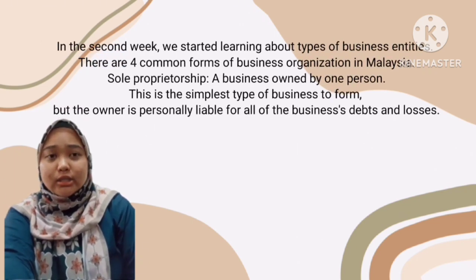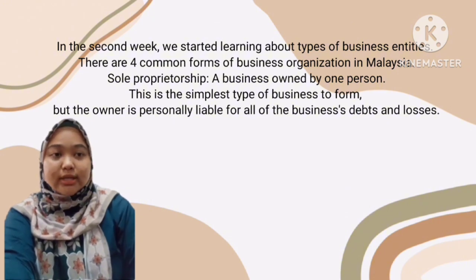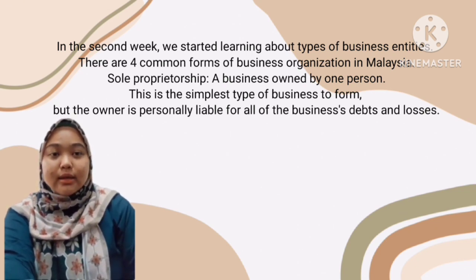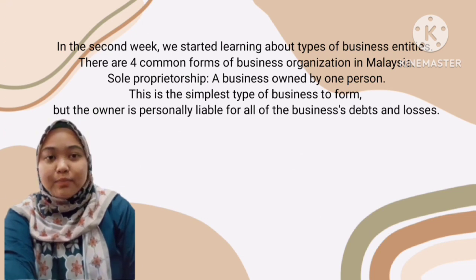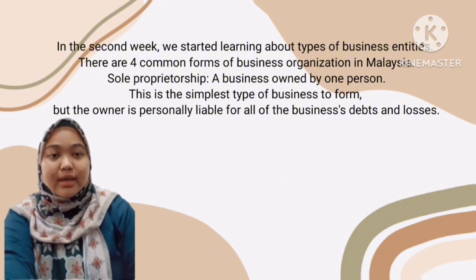There are 3 common forms of business organization in Malaysia, the first of which is sole proprietorship. Sole proprietorship is a business owned by one person. This is the simplest type of business to form, but the owner is personally liable for all the business debts and losses.